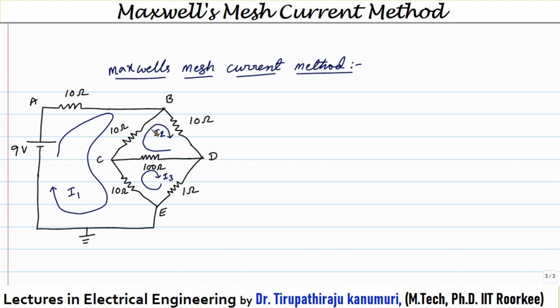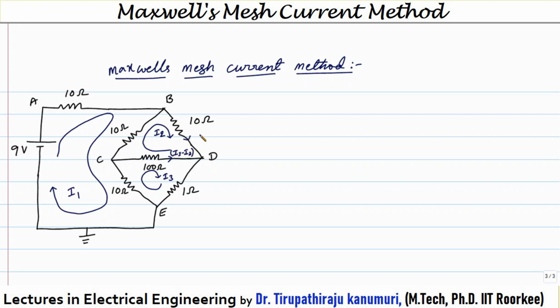Now if you want to find the current through any particular element, it will be the algebraic sum of the mesh currents passing through it. For example, through the 10 ohms, I1 is passing downwards and I2 will be passing upwards. Through this 10 ohms, only I2 is passing. Through this 100 ohms, what will be passing? I2 minus I3. Taking this direction as the reference, I3 minus I2 is passing here.